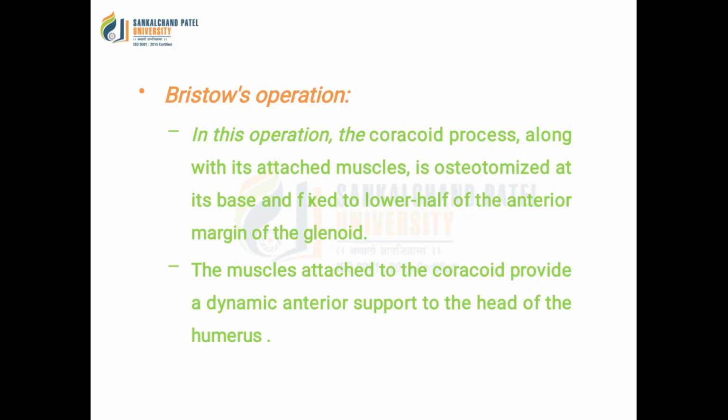Third is the Bristow's operation. In this operation, the coracoid process along with its attached muscles is osteotomized at its base and fixed to the lower half of the anterior margin of the glenoid. The muscles attached to the coracoid provide a dynamic anterior support to the head of the humerus.